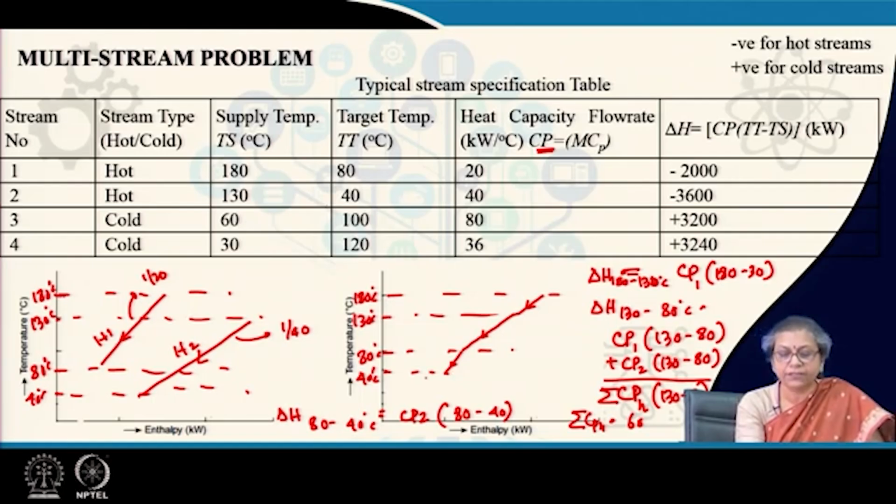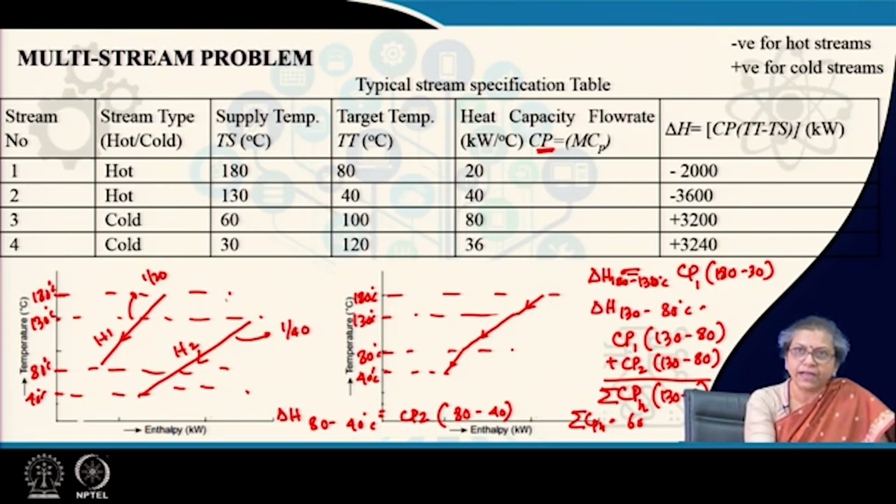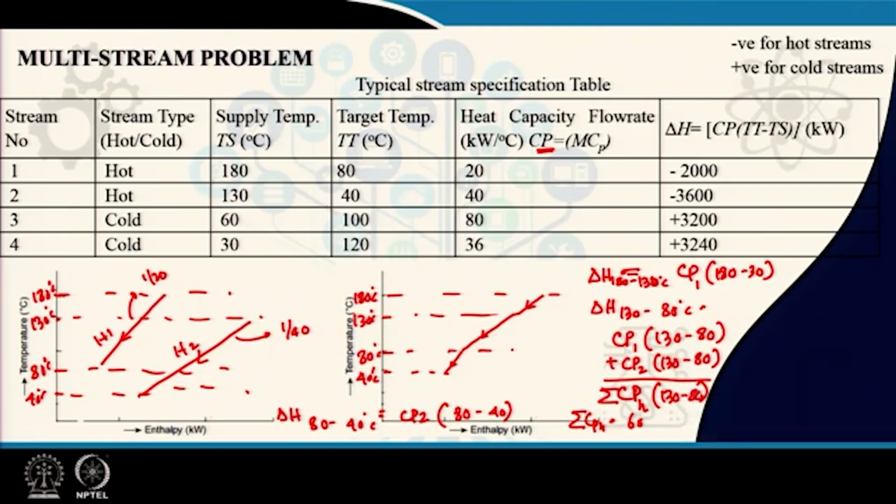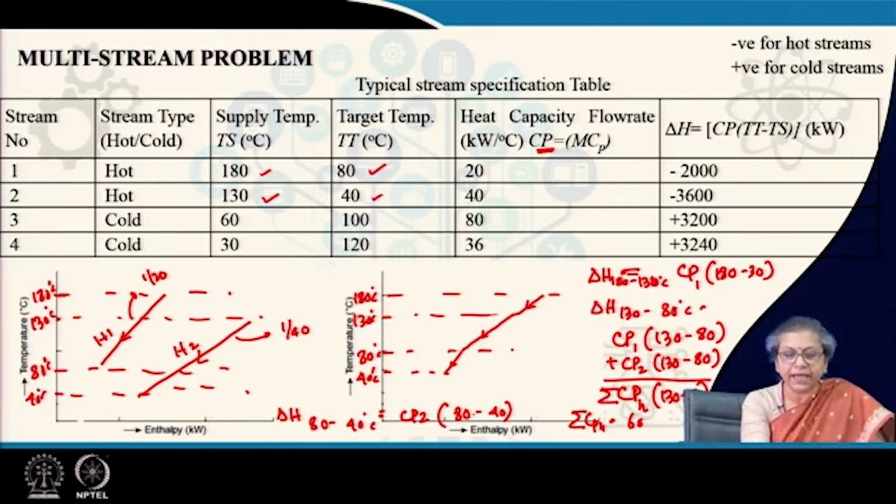So, therefore, what have I done? In order to draw the hot composite curve, I have divided it into several intervals. How did I decide the intervals? From the start and the terminal temperatures of the streams. I have divided them considering in sequential order the start and the end temperatures. So, in sequential order it was 180, 130, 80 and 40. Then I have broken them into different intervals, where for each interval the end temperature is the start temperature for the next interval. In this way I have broken it down.